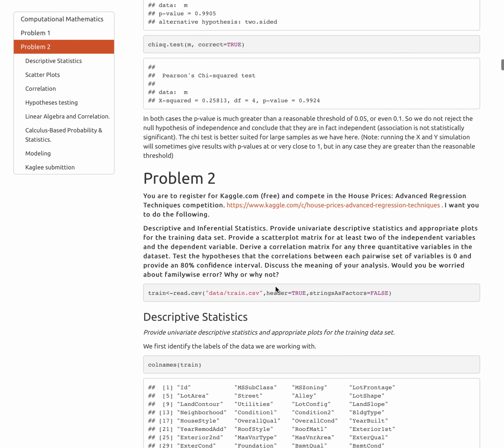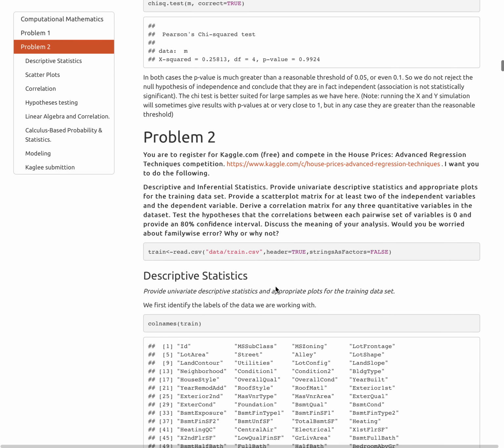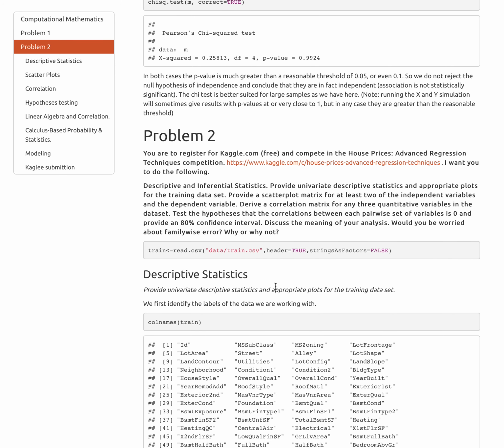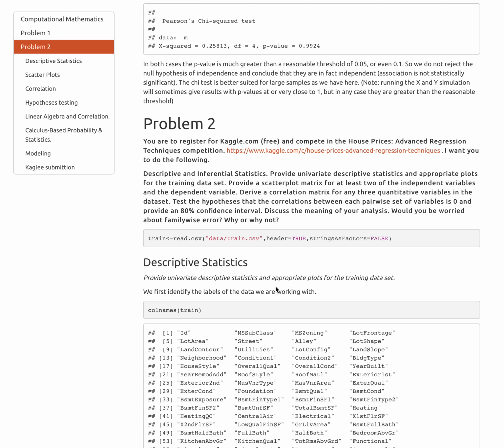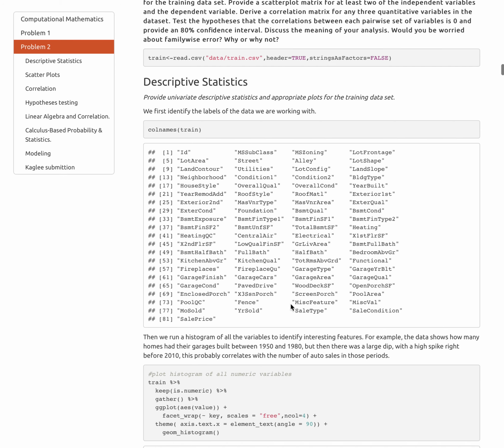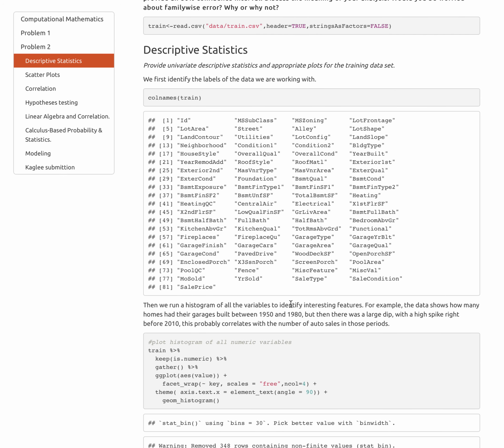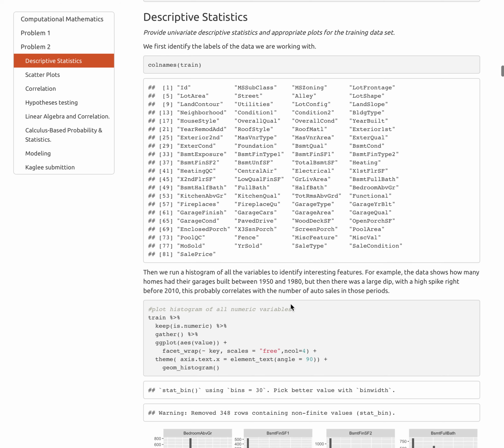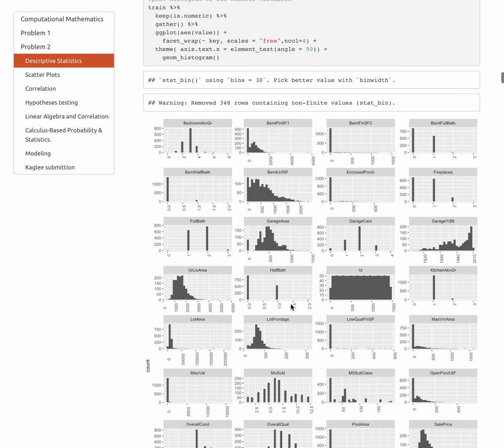So moving on to problem 2, which was actually pretty fun. First things first, I downloaded the data and loaded all of the labels from all of the columns and features to familiarize myself with what was at hand. So basically just displaying the column names. Then I plotted a histogram for all of the numerical data, which gives us an idea of what might be useful.